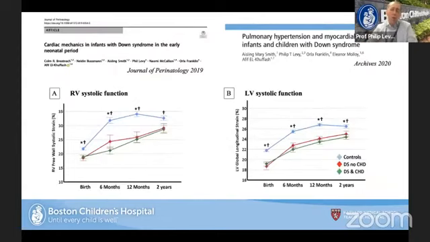What they have shown over time is that compared to controls, highlighted in blue, you can see in figure A and figure B, where you have RV and LV systolic function on the y-axis respectively, that over the first 2 years of age, you can clearly see that infants with Down syndrome have worse LV and worse RV systolic function. We've been able to unlock this with the advanced hemodynamic metrics that I spoke about.